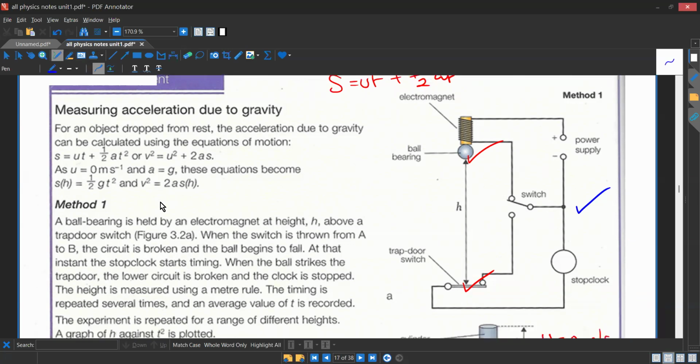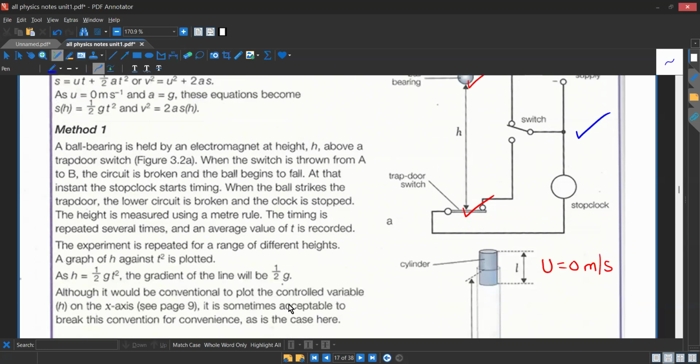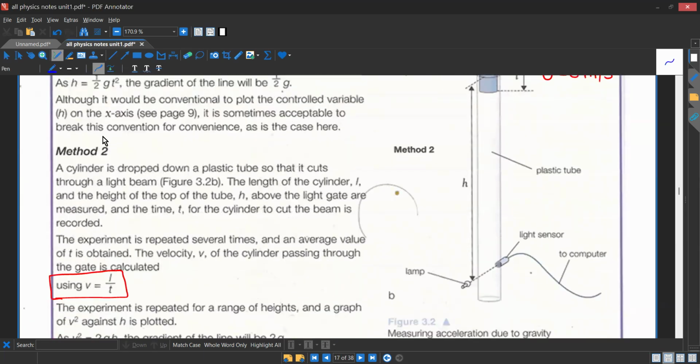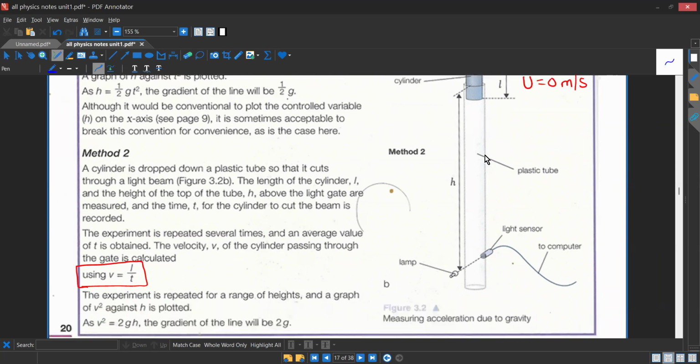This is exactly that same one. Draw an S versus t square graph, which will be a straight line from the origin. But now the experiment which we will learn is method 2, where we will use a tube and a cylinder to find the acceleration due to gravity. So now let's start with that.